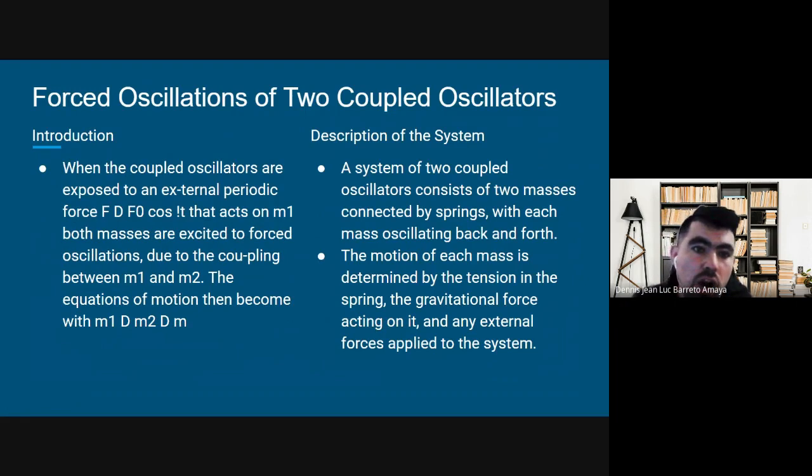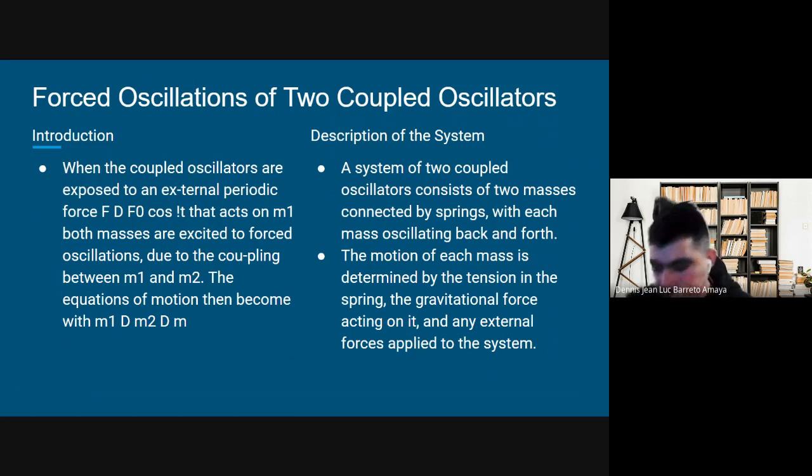Forced oscillation of two coupled oscillators. With the coupled oscillators, there is an external periodic force F_D acting on M1, but M2 also experiences excitation of oscillation due to the coupling between M1 and M2. The equations of motion become: M1 d²x1/dt², M2 d²x2/dt².